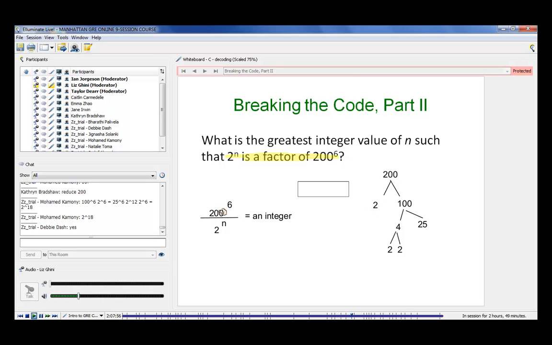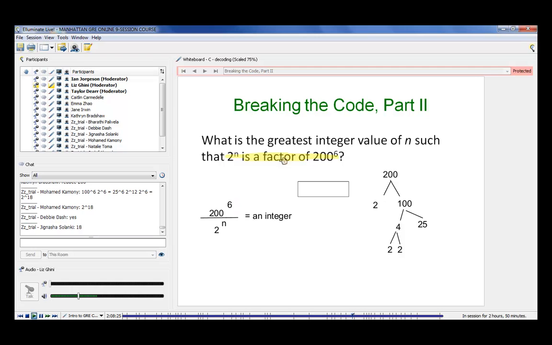All right, so when I think about this, I've got 6 200s here, and each one contains 3 2's, and so that's how Muhammad figured out there are 18 2's. If I were to factor this gigundo number, 200 to the 6th, I get 18 2's. So that 2 to the n, the biggest power of 2 that divides this, is 2 to the 18th. Thank you. Thank you, guys.